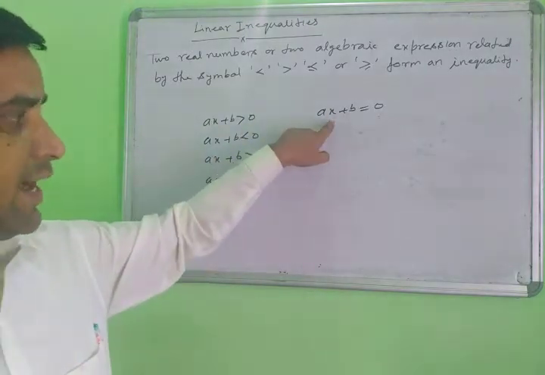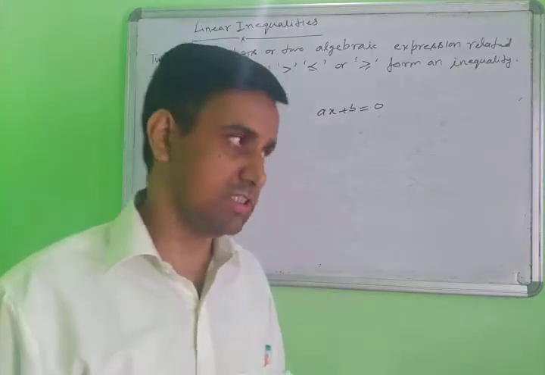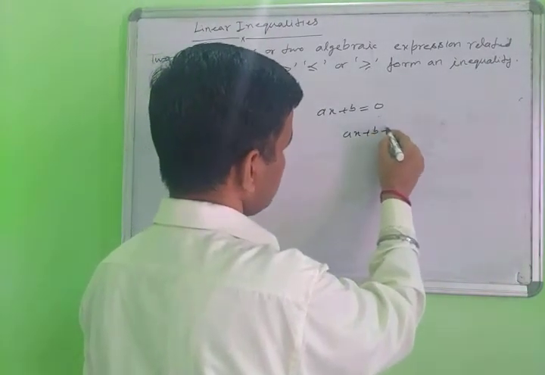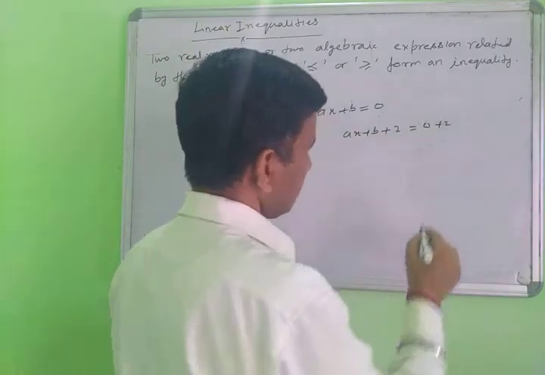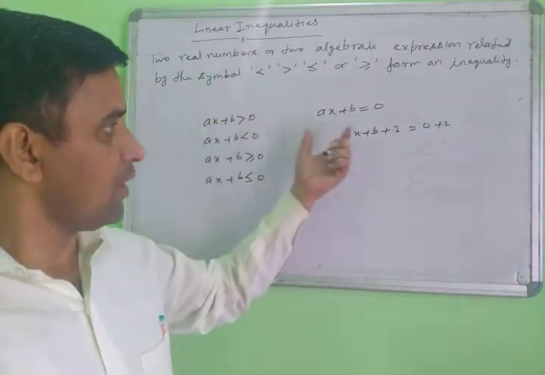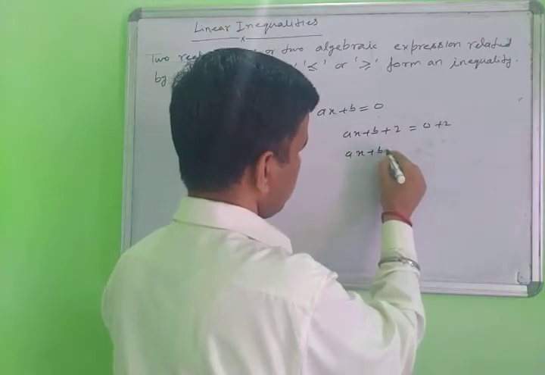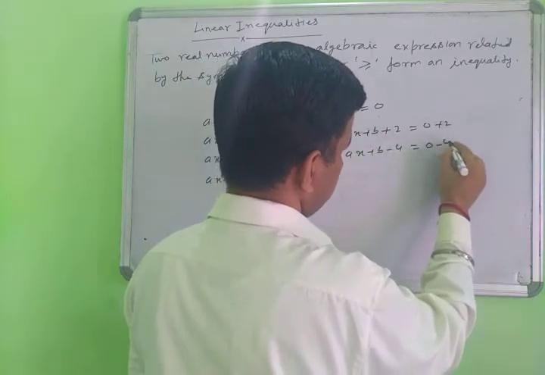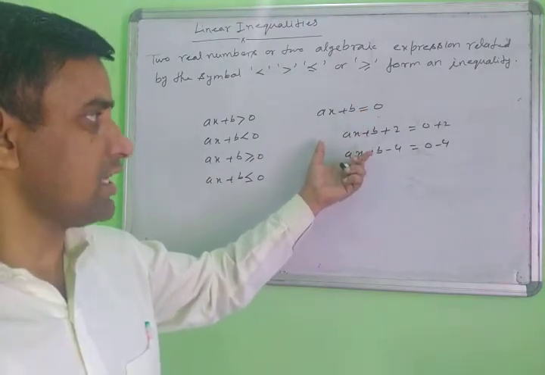In a linear equation, when you add or subtract, the value of the equation does not change. Suppose you have ax plus b and you add 2, so 0 plus 2; the equation remains the same. Likewise, when you add or subtract positive and negative numbers, ax plus b minus 2, minus 3, minus 4, it does not matter. This is an equation, not an inequality.